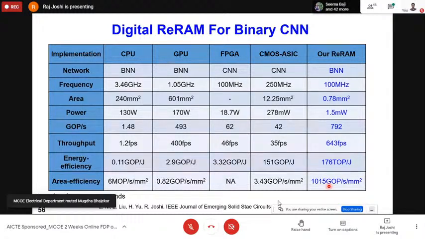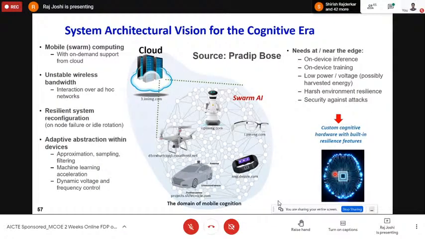So these are the kinds of things you can achieve using these techniques, these non-volatile memories, binary or analog, and the trend is to go for analog memories. So what is the vision now? In the system architectural vision for the cognitive era, you see cloud computing and mobile computing with on-demand support from the cloud to the swarm.